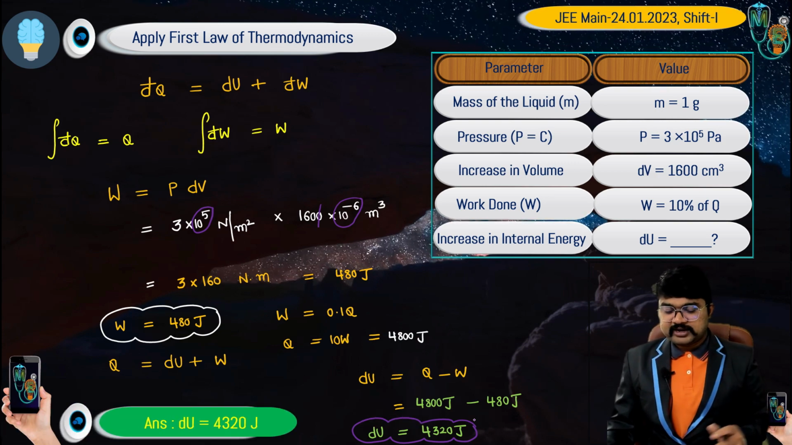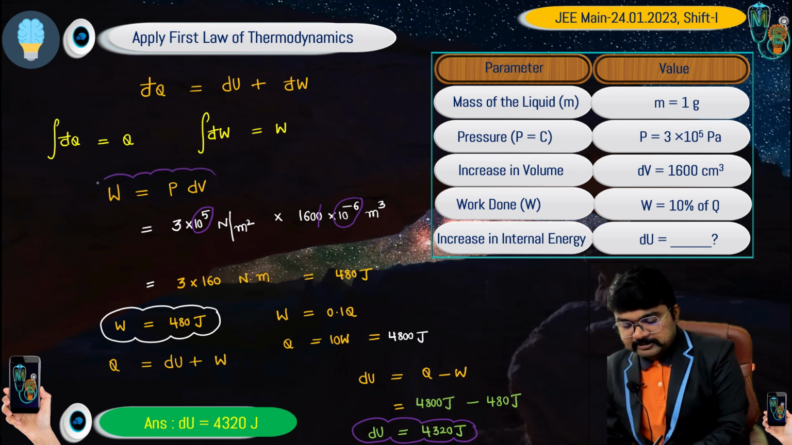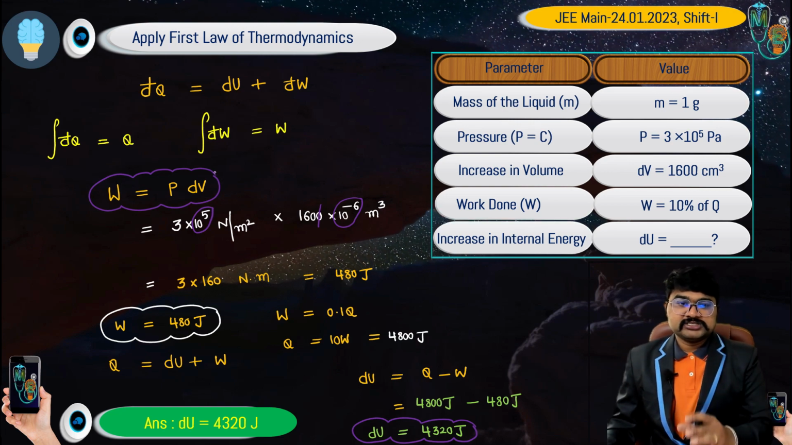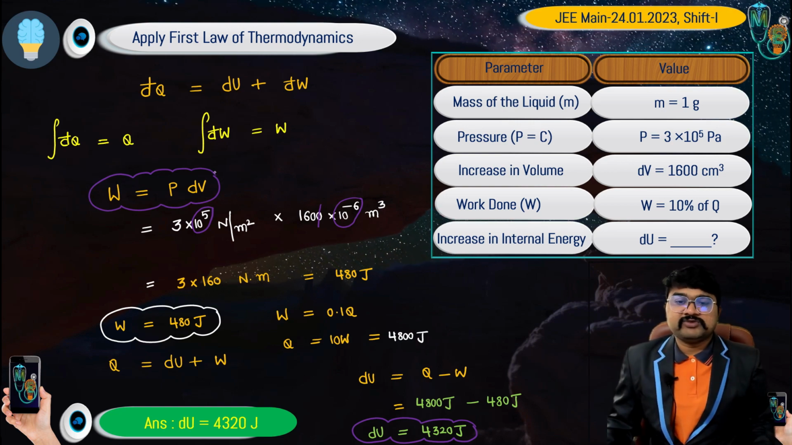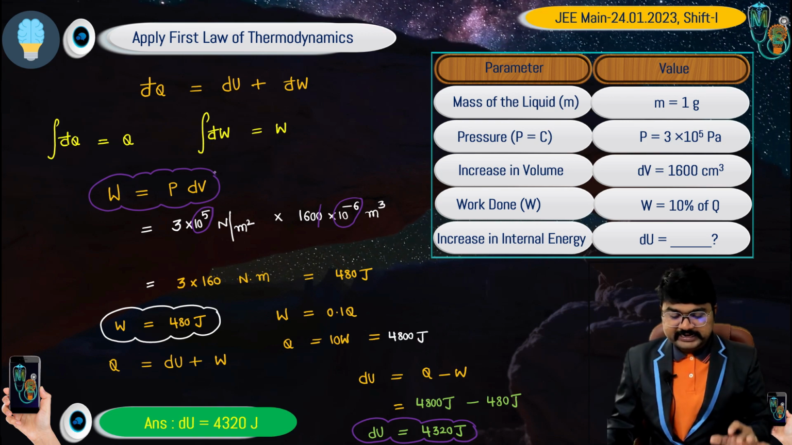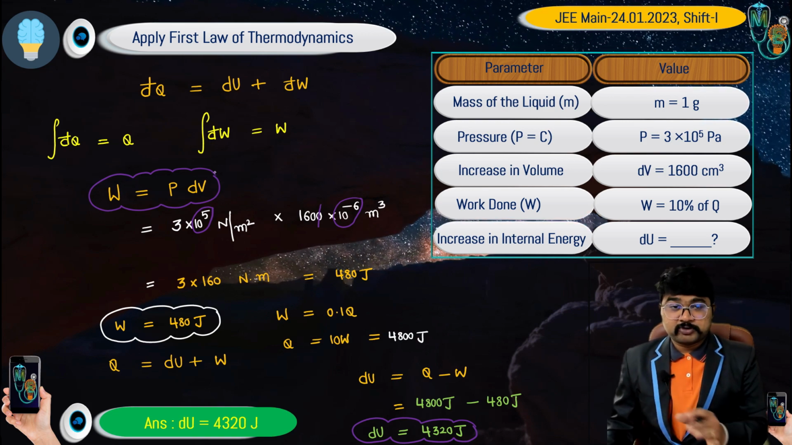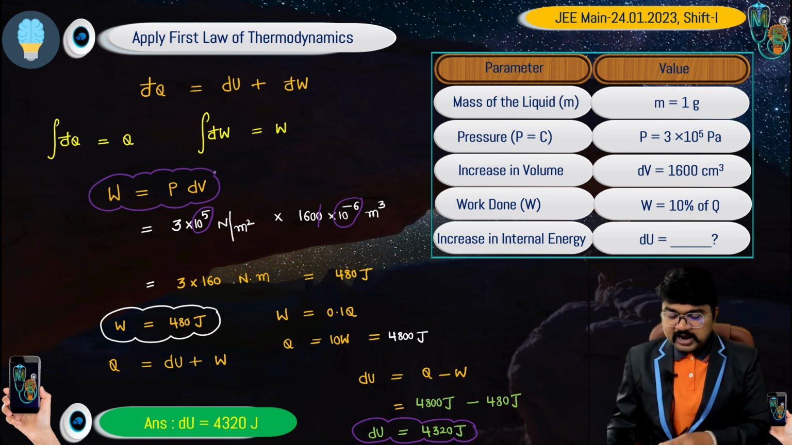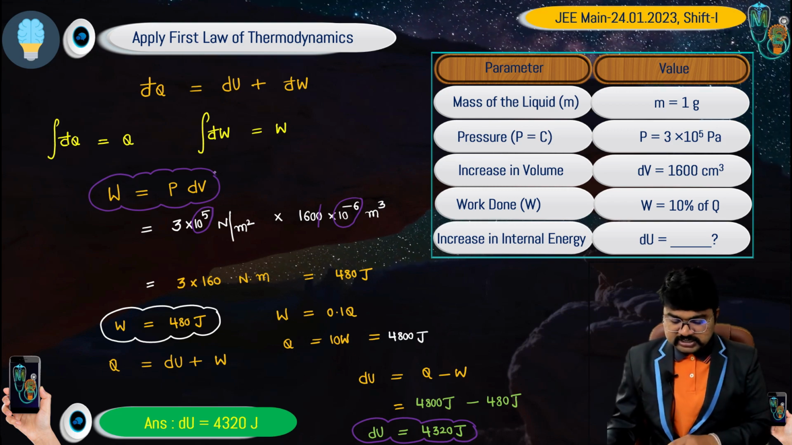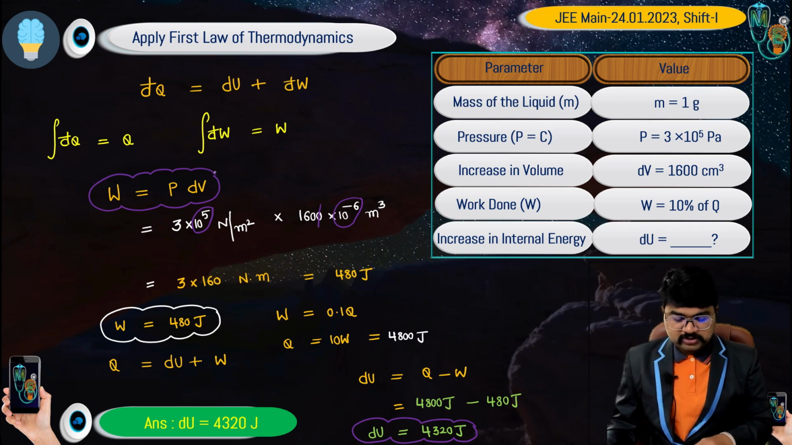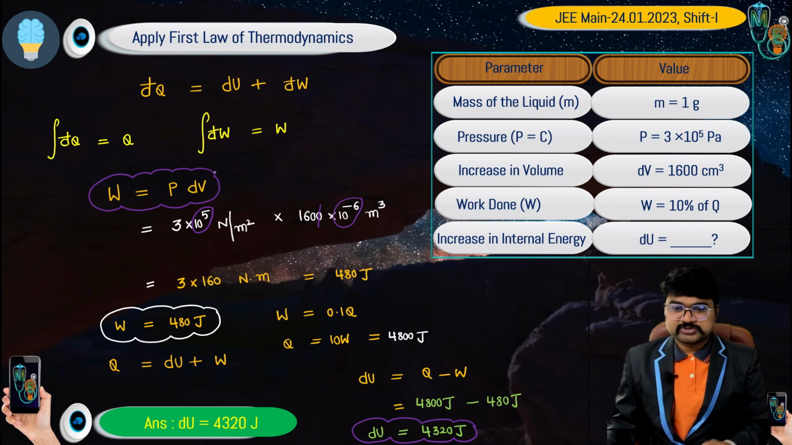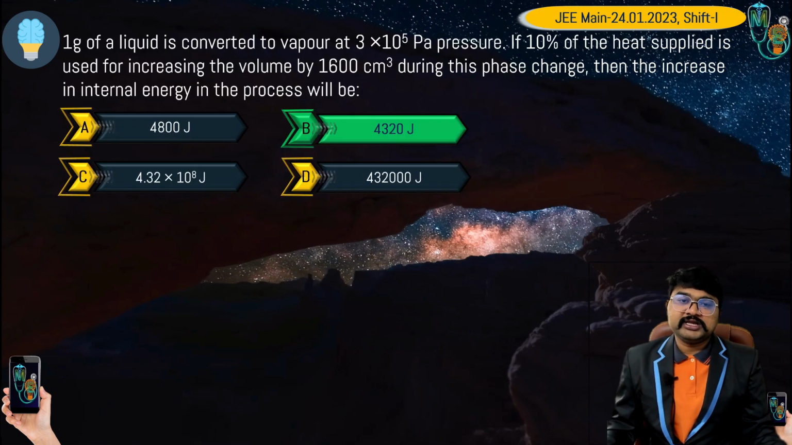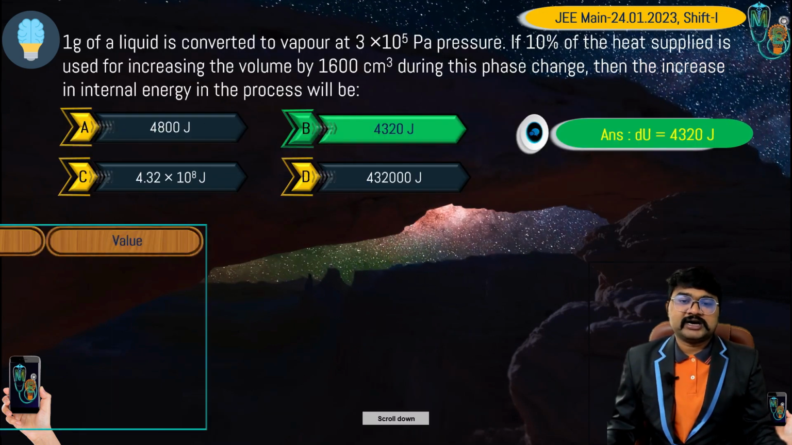Very simple to calculate. First try to calculate the work done. This is the work done. PDV work, pressure is constant here. Change in volume here, increase in volume. So finally 480 joules. Work done is positive here because increase in volume means work done by the system. So here you are getting W equal to 0.1 Q, Q equal to 10W. Finally, we substituted everything in the first law of thermodynamics. Then you got Du equal to 4320. This is the answer.